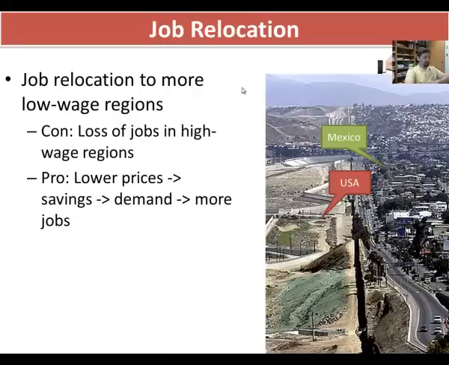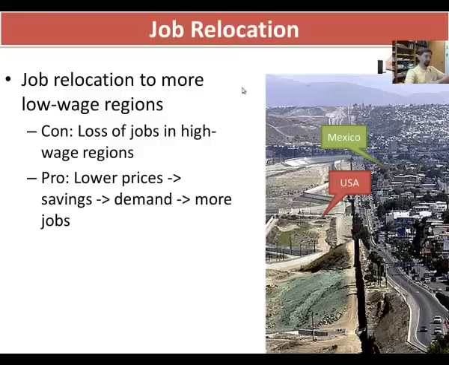Now, job relocation is a big concern, obviously, when you talk about international integration. And again, as we said, there are two trends here, or two consequences. The negative, obviously, is the loss of jobs by the people who now have tougher competition, and competition from other countries, maybe lower labor, maybe higher technology. But then the advantage, obviously, is lower prices for the consumers. Lower prices mean more savings, which means more demand, which means more jobs.